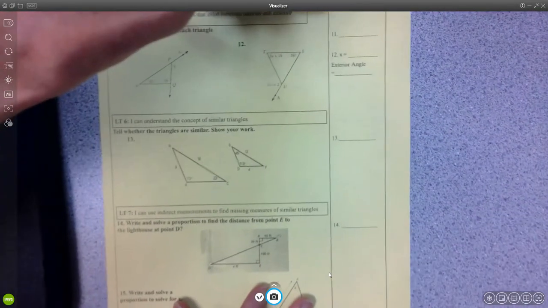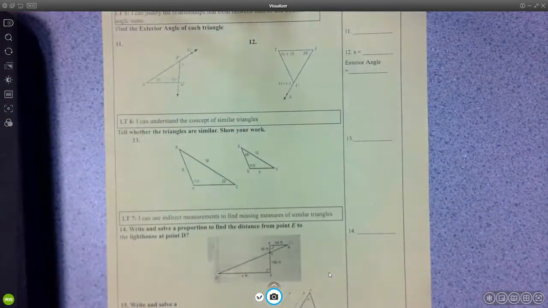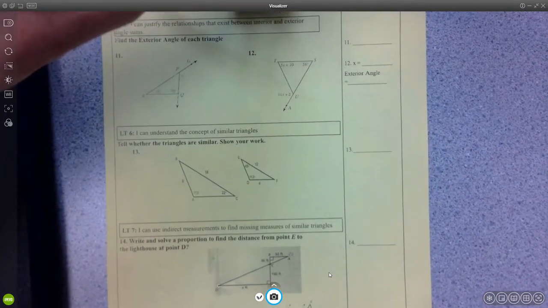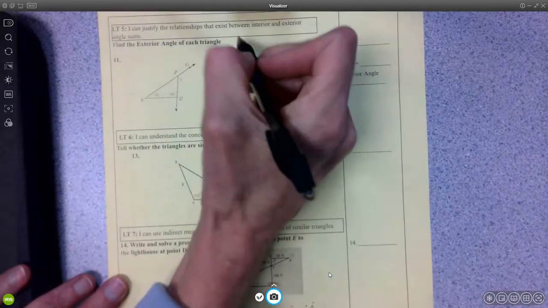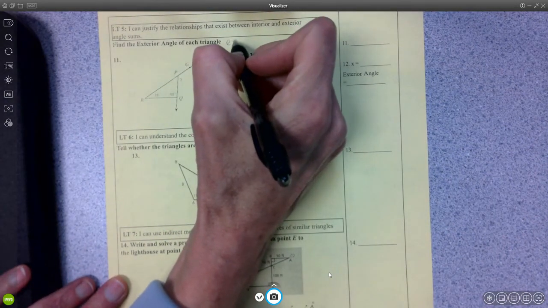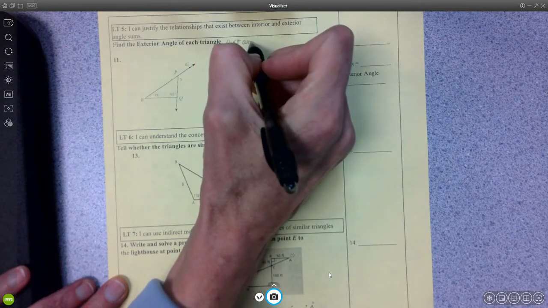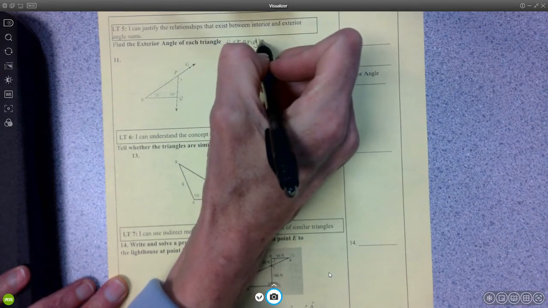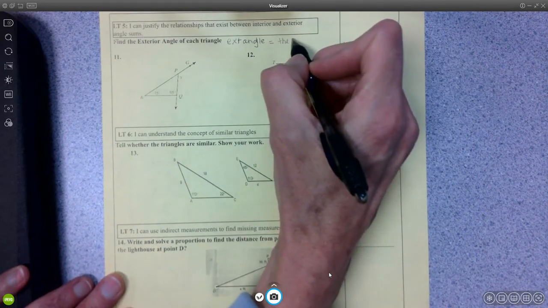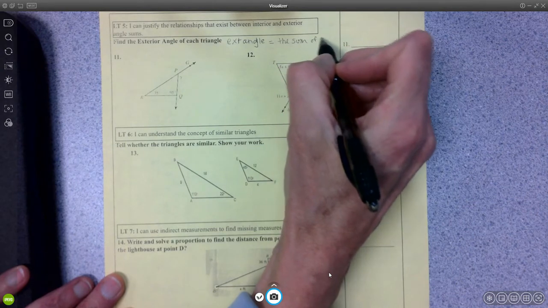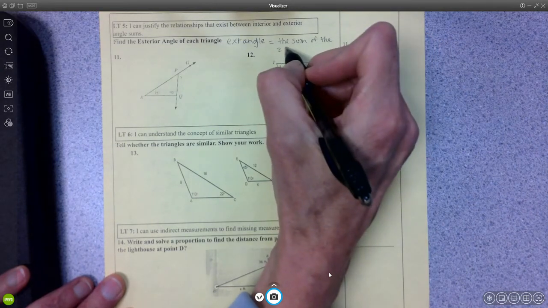Then back here, this one was hard because we just forgot the way that this works. I can justify the relationship that exists between interior and exterior angle sums. So find the exterior angle of each triangle. The way we do that is the exterior angle is equal to the sum of the two remote angles.